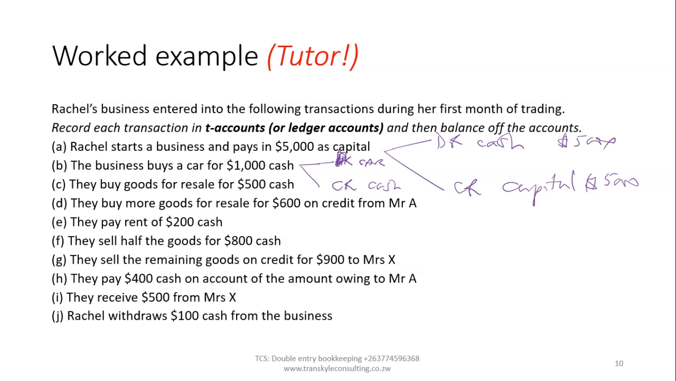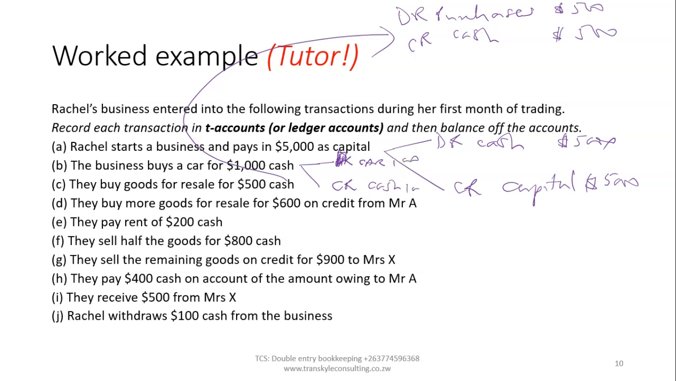So let us now come up with the T accounts for all these transactions. But first, let us finish them. Buy goods for resale for cash. The goods for resale are called purchases. So we bought these purchases for cash, so we're going to debit purchases, remember the PO's acronym, and credit cash. How much was that? 500. This one 500. For the car, we didn't put the amounts. We're talking of 1,000, 1,000.